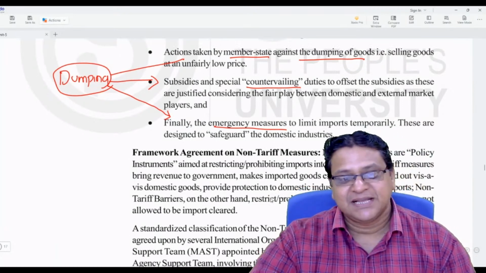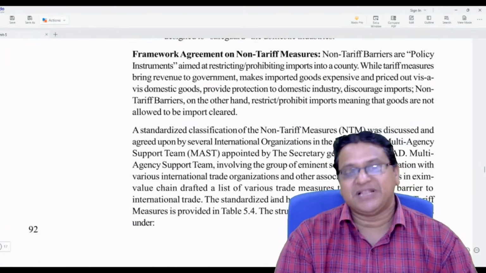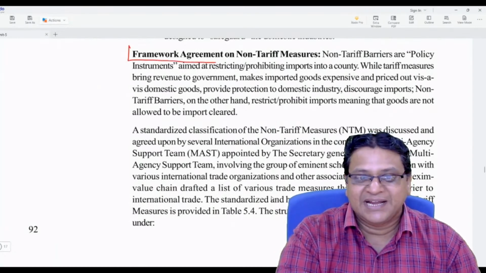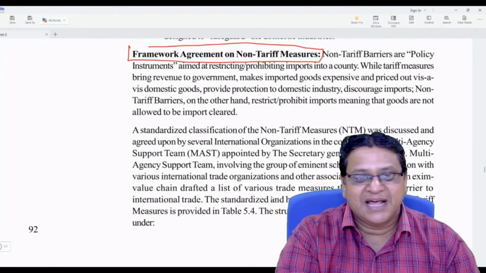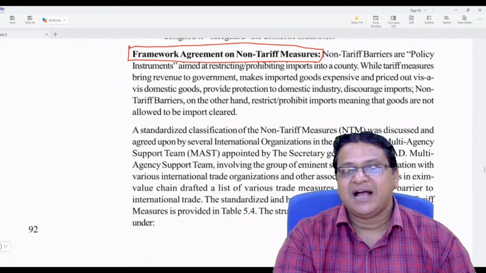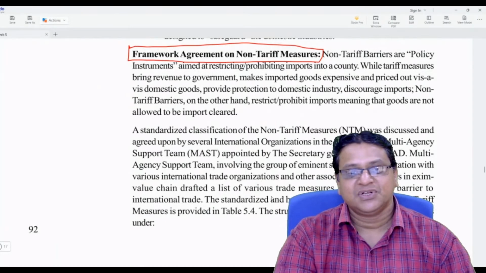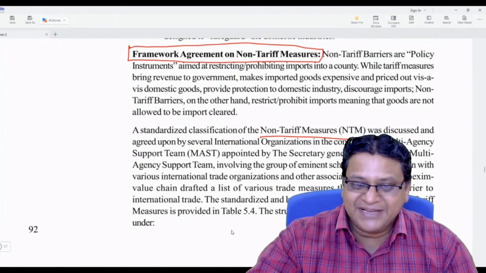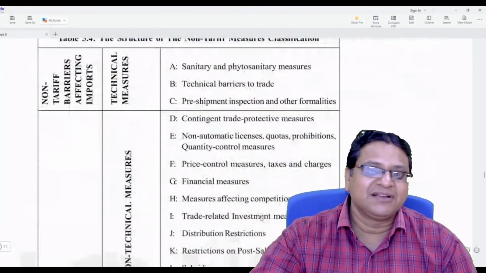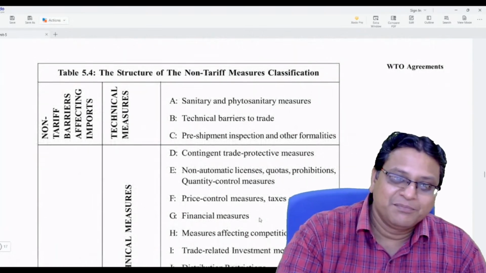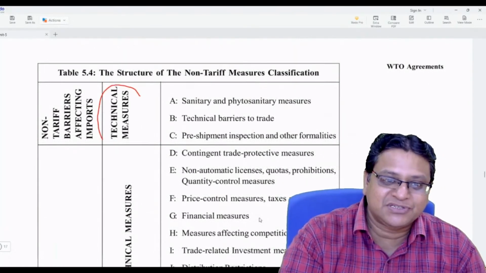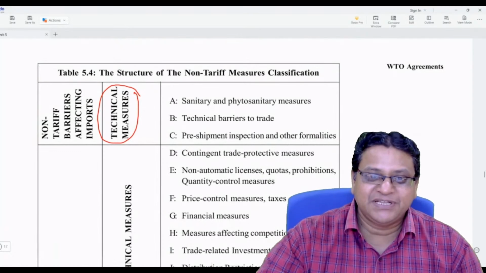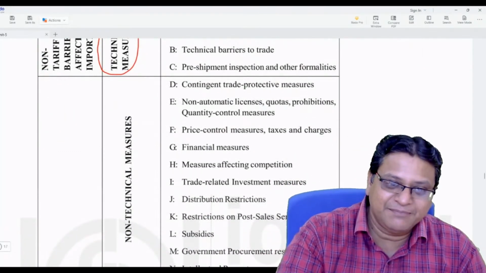The next agreement is the framework agreement on non-tariff measures. I have already discussed there are two types of barriers: tariff barriers and non-tariff barriers. Tariff barriers are in the form of tax, whereas non-tariff barriers are non-tax barriers. In this case, the non-tariff measures are discussed. The non-tariff barriers are analyzed in these agreements. The non-tariff barriers may be of three types: technical measures, then financial measures or non-technical measures.